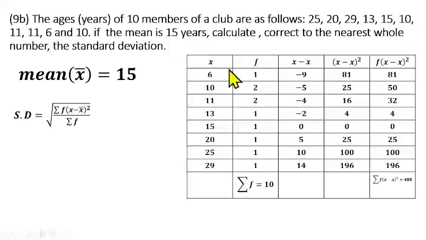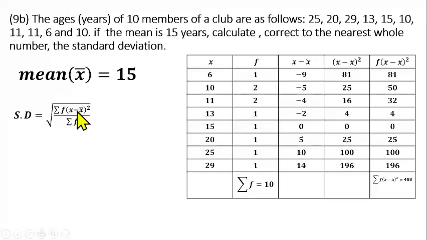So these are the data. We have them rearranged in ascending order: 6, 10, 11, 13, 15, then there's 20, there's 25, and 29. So 6 appears one time, 10 appears 2 times, so I'm trying to group the data now. 11 also appears 2 times, 13 1 time, 15 1 time, 20 1 time, 25 1 time, then 29 is 1 time as well, and the total frequency gives us 10. Then what do you do next?